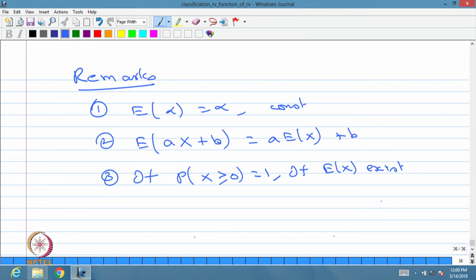So, if E of x exists, then the expectation of x is also going to be greater than or equal to 0. Intuitively also you can say, if the probability of x greater than or equal to 0 is 1, and if the expectation of x exists, then the expected value or mean of that random variable is also going to be greater than or equal to 0.